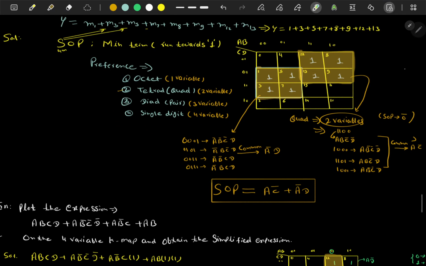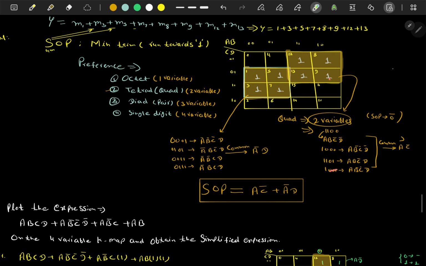Now we will check this quad. It will be 1100, meaning A B C bar D, then 1001, A B bar C D, then 1101, and so on. We are running towards 1 because it's a sum of product form, SOP form, minterms.